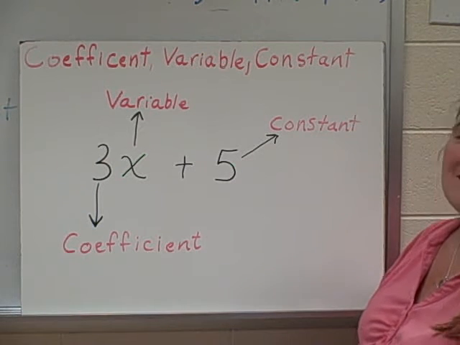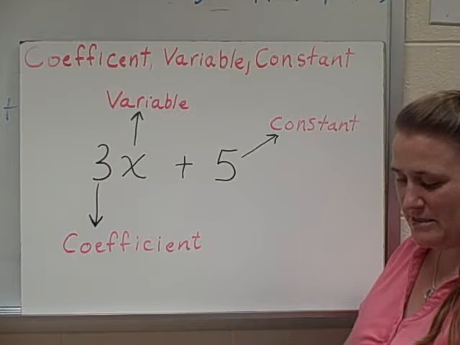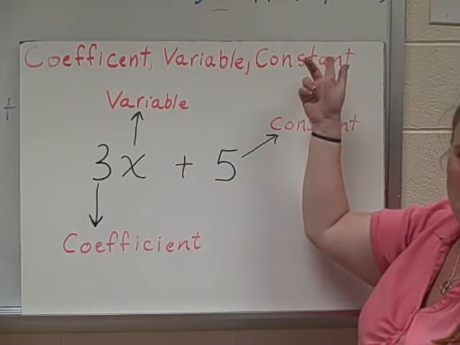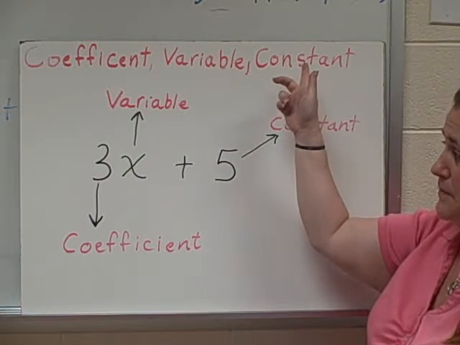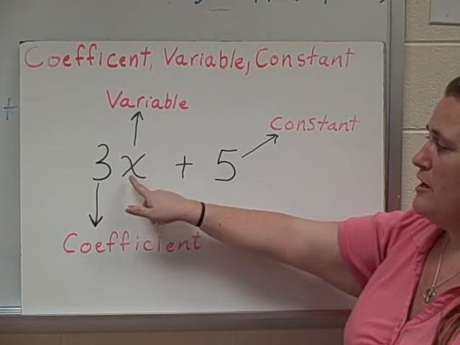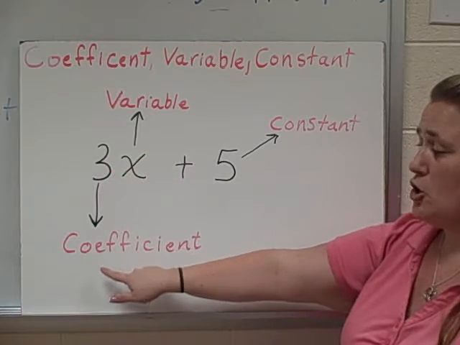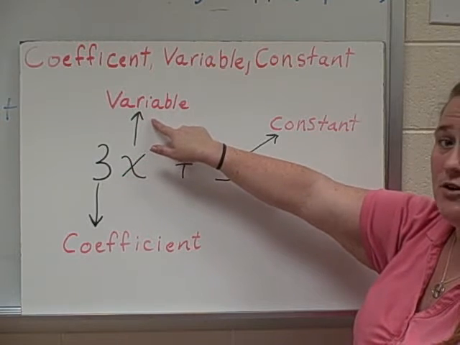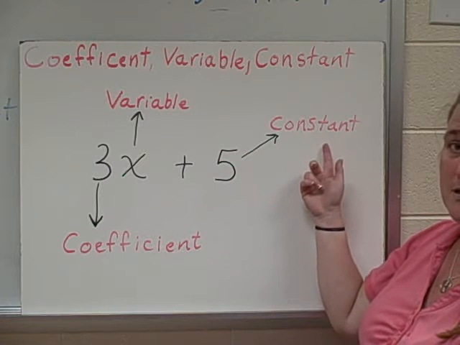Today we are talking about video number 1 in Unit 2, and it is on collecting like terms. So remember, red words are vocab words. We've got coefficient, variable, constant. So this helps demonstrate what those words are. Remember, the number in front of a variable, when they're touching, is our coefficient. The letter is our variable. And the number by itself is a constant.